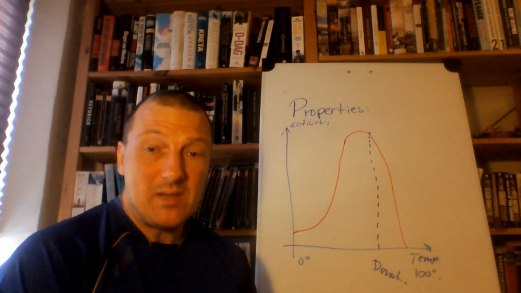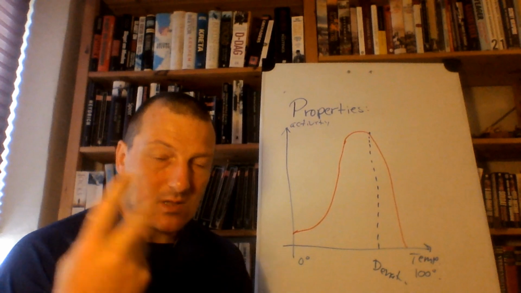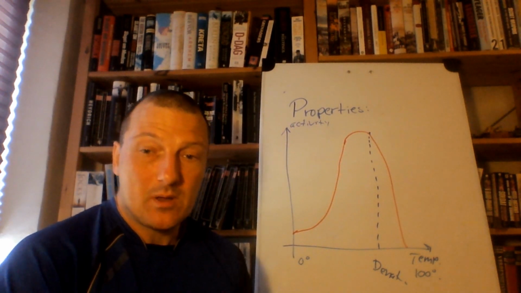We can see this in meat, for example. Some meat, when it's uncooked, is quite stringy, but if you cook it for a while, it becomes really mushy.